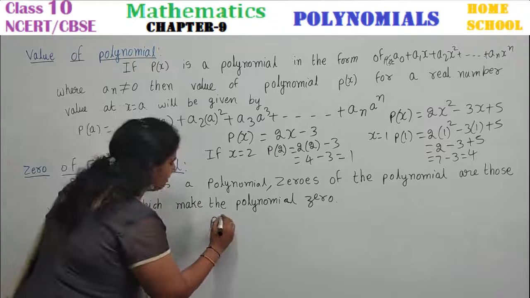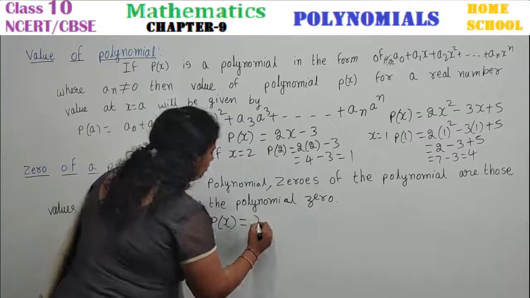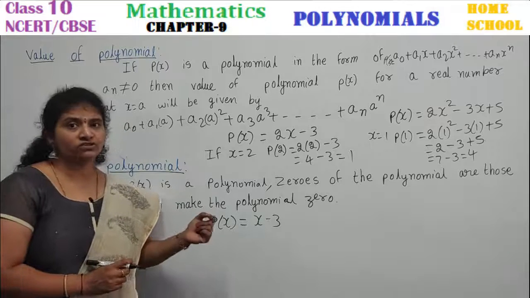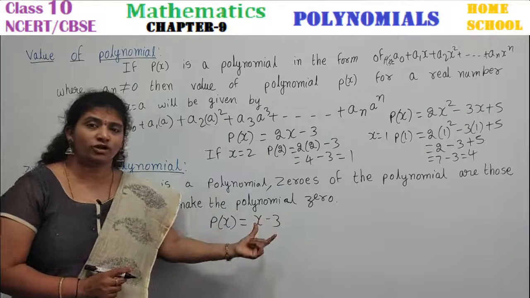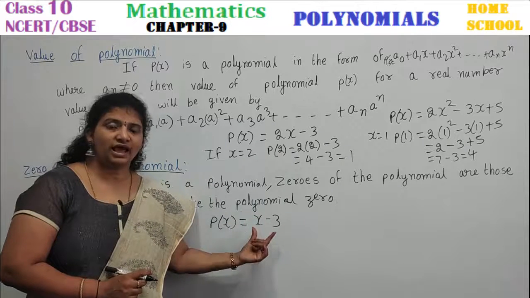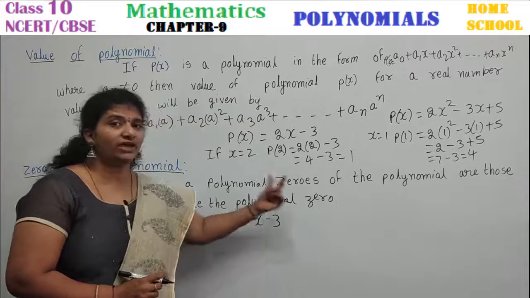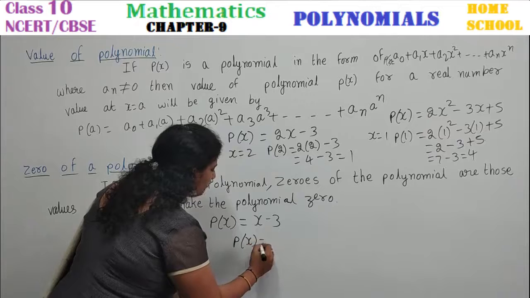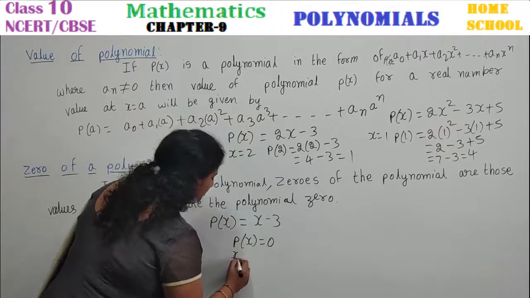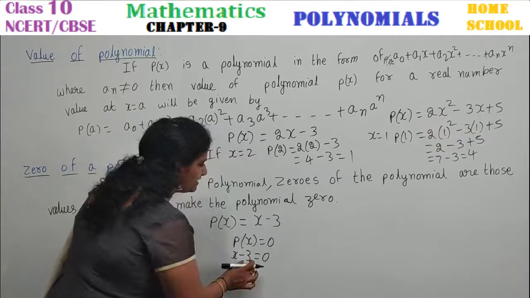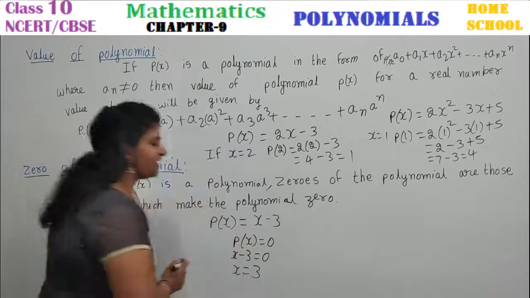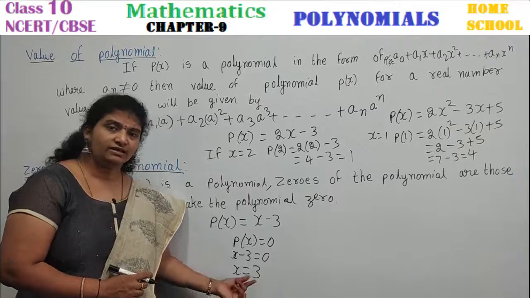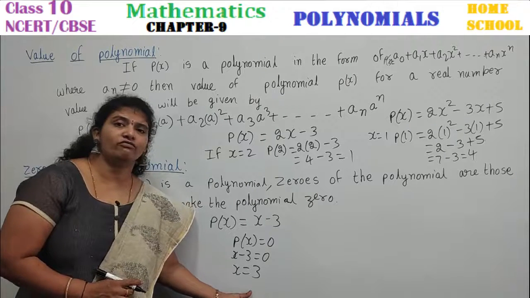Let us take one example. P of x is equal to x minus 3. When you need to find the zeros of a polynomial, we need to equate the polynomial to 0. This is an algebraic expression; we convert it into an equation, meaning equal to 0. Now we equate this, P of x equal to 0. What is the P of x value? x minus 3 equal to 0. Send this minus 3 to the other side, plus 3. 0 plus 3 will be 3. x equal to 3. What is this 3? This 3 is the zero of the polynomial.